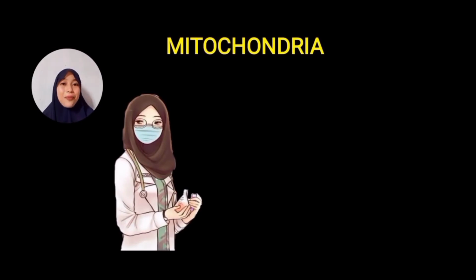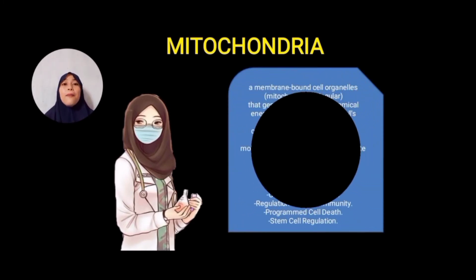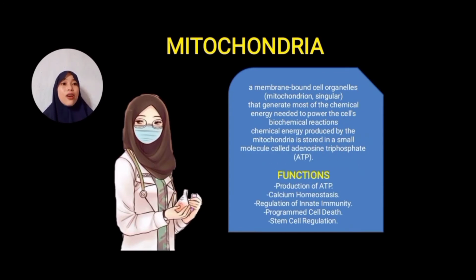Okay, let's proceed to another part so that we can learn more about eukaryotic cells. The next part is the mitochondria. Everyone is familiar with this, right? Yes, mitochondria, also known as the powerhouse of the cell. Mitochondria are membrane-bound cell organelles that generate most of the chemical energy needed to power the cell's biochemical reactions. It is a part of eukaryotic cells that gives more power or energy to immediately function our cell.